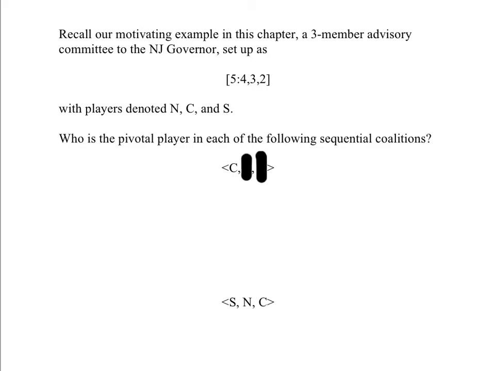One way to think it through is to start at the very left of the sequential coalition, focusing just on C and asking, does C have enough votes to pass this proposal? No, C does not. Therefore, we continue in a left-to-right way, looking now at C and S and asking, do C and S have enough votes to pass this proposal? Yes, they do, and since they do, that makes S the pivotal player. S is the one whose arrival made all the difference to passing the proposal.